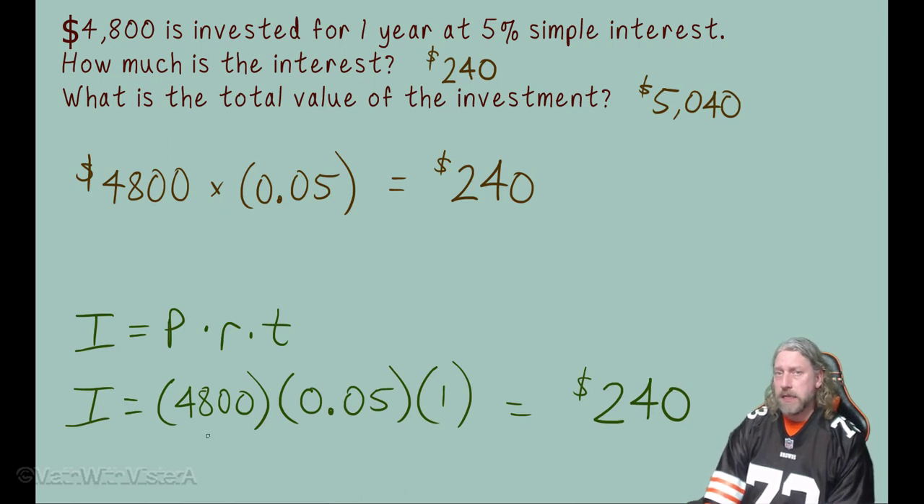I've written it out like this, where I substituted in place of P, R, and T: the principal, 4,800, times the rate as a decimal, 0.05, times T for time, the number of years, just 1 year. And we get the same result, $240.